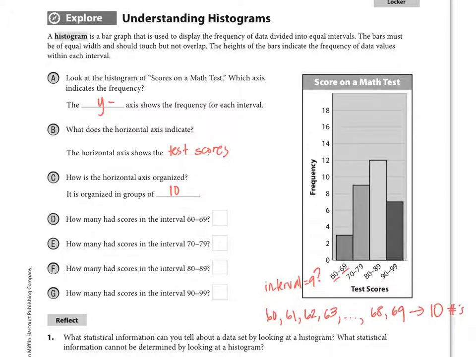So for scores of 60 to 69, there are 3 scores. So the frequency, I'm looking at this right here, it's a 3. From 70 to 79, there's 9. From 80 to 89, there's 12, and 90 to 99, there are 7. You can add up all of these frequencies together to get the total number of scores. So it looks like it'd be 10 plus 21, so 31. This looks like about a full class. 31 scores are displayed on this histogram.